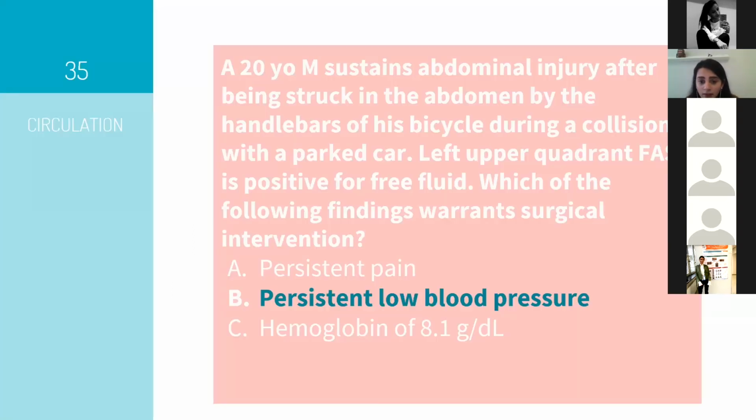So the answer here is B. With a positive FAST exam and a hypotensive patient, you would take the patient straight to the OR, like I mentioned before in that graph. If they have persistent pain, we should treat their pain and reassess. That doesn't necessarily mean they need surgical intervention. And C, although that hemoglobin is low, low hemoglobin is not an indication for surgery.